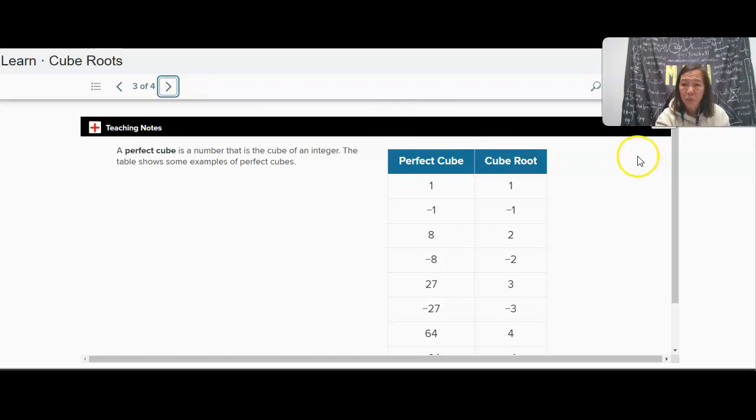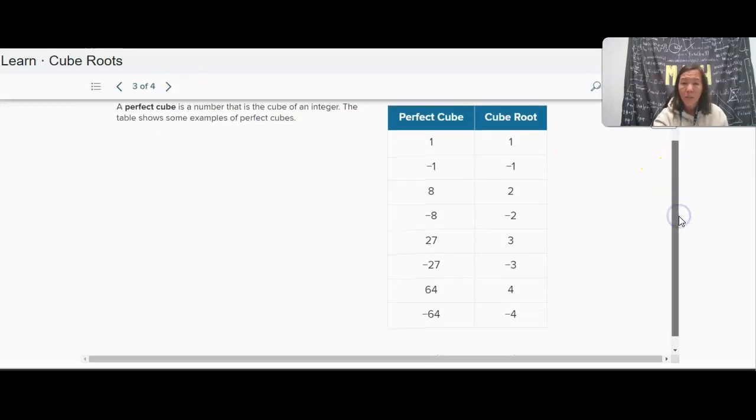Alright, so perfect cubes. You guys can fill this in. 1 cubed is 1. Negative 1 cubed is negative 1. 2 cubed is 8. Negative 2 cubed is negative 8, and so on and so forth. So in this case, there are positive and negatives, and the cube root is just one thing. So when I take the cube root of something, there's always only one. With square roots, technically there's two. With cube roots, there's always only one answer.